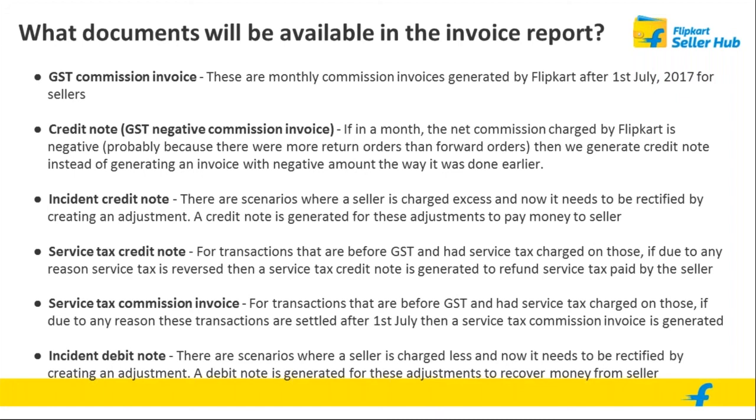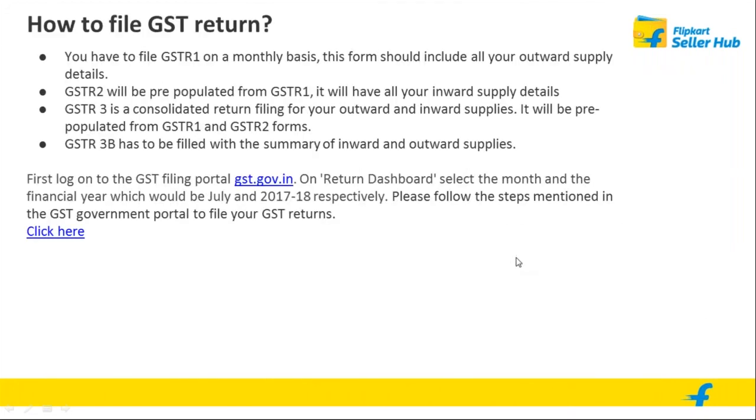Okay, just to add on, when you generate a commission report, you will get a zip folder once you download it. And the zip folder will have all of these reports in PDF format. It is not necessary that everybody will get all these 6 PDFs in the file. Whichever is applicable will be available to you. For example, if you don't have any transaction which is in the service tax regime, you will not have a service tax credit note or a service tax commission invoice. Whatever is applicable to you, only those documents will be available.